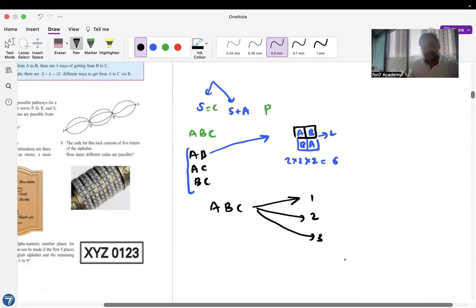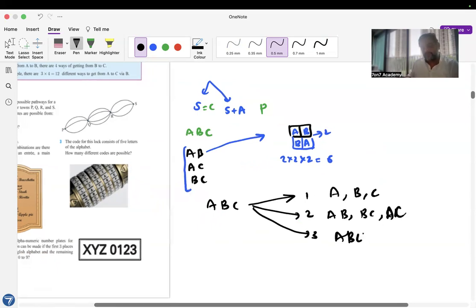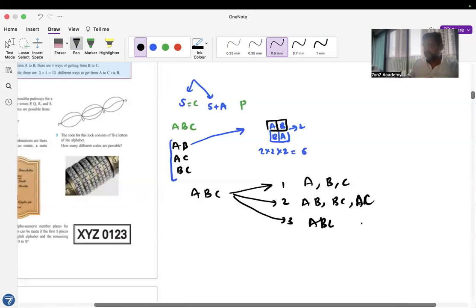If I select 1, then only these 3: you can take A or B or C. If I select 2, I can have AB, BC, AC. And if I select all 3, then only one way, ABC. So if I say I have unlimited seats, I want to make them sit, and there's no constraint whether selecting 1 or 2 or 3, how many different ways can I do the arrangement? How many different words can I form by using A, B, C?